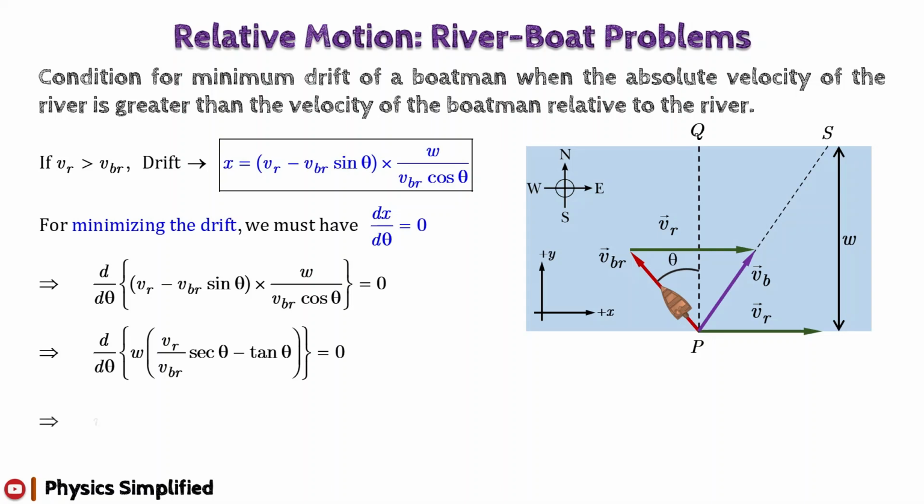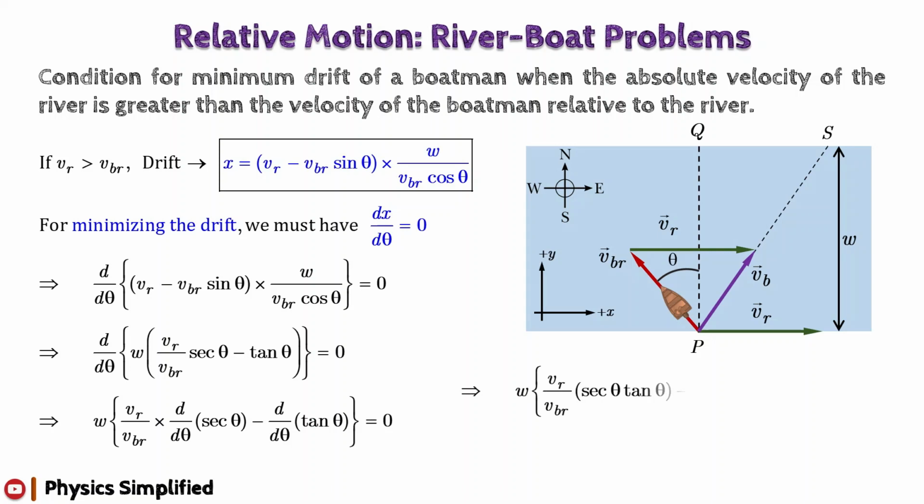We know that d by d theta of sec theta is equal to sec theta tan theta, and d by d theta of tan theta is equal to sec squared theta. Therefore we get w times (v_r / v_br sec theta tan theta − sec squared theta) is equal to 0. Taking sec theta common, we get w sec theta times (v_r / v_br tan theta − sec theta) is equal to 0.